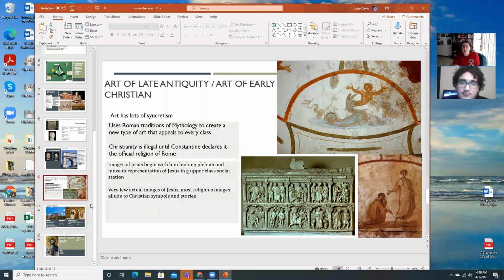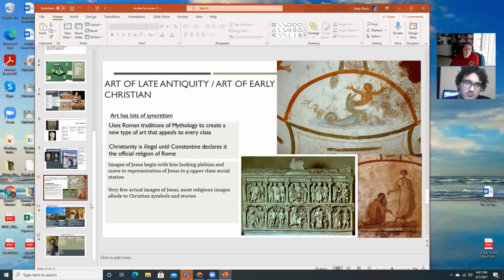So remember, the art of late antiquity coincides with the art of early Christianity. If you use them interchangeably on the test, I would be fine with that. But remember that early Christian art has a ton of syncretism. The new Romans use a lot of the Roman traditions to create art that adapts itself to represent the biblical stories.